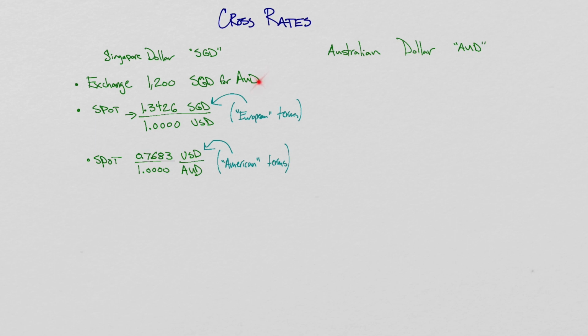So here are our 3 parameters. Basically, we have 1,200 Singapore dollars. We want to convert them to Australian dollars. And we have these two currencies as referenced against the US dollar. And so ultimately what we're asking is, what's the cross rate between the Singapore dollar and the Australian dollar?